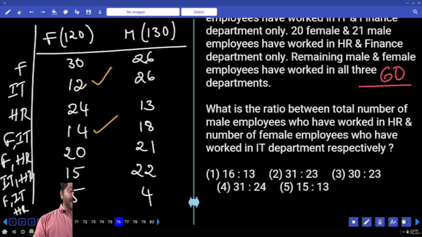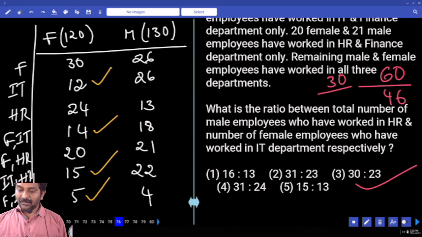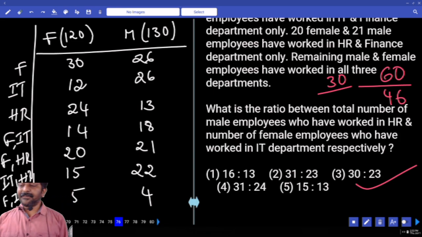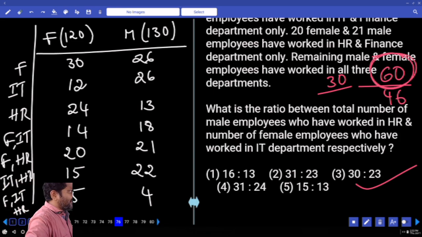26 plus 20, 40. Cancellation with 2 only. 30 by... only one option. 60, I verified something else. Two options went. Your first number must be either 60 or a factor of 60.